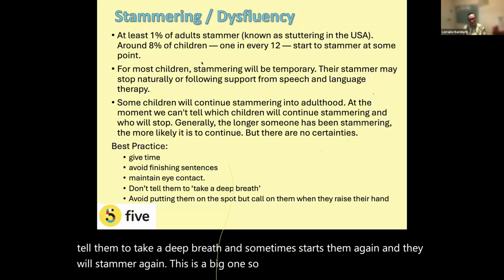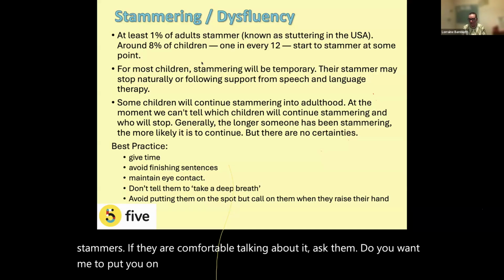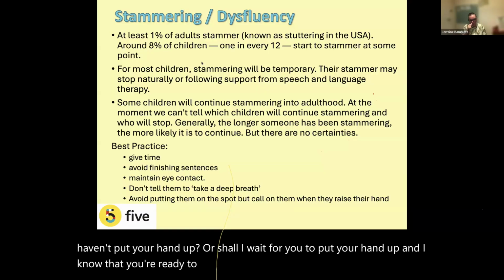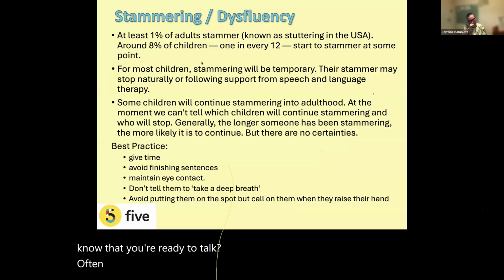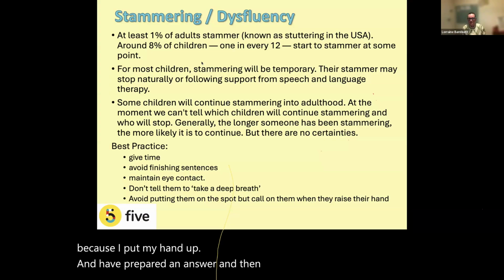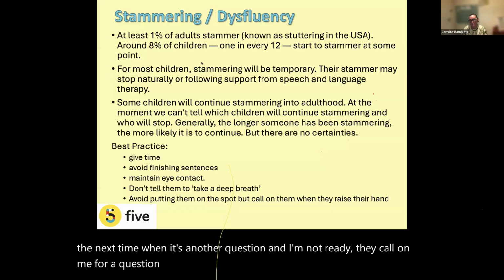So I would talk to the person who stammers if they are comfortable talking about it. Ask them, do you want me to put you on the spot in a class? Do you want me to call on you if you haven't put your hand up? Or shall I wait for you to put your hand up and I know that you're ready to talk? Often children that I've spoken to, especially teenagers, say, I hate it because I put my hand up and I've prepared an answer and then they don't call on me. And then the next time when it's another question and I'm not ready, they call on me for a question and I was ready with my other one.